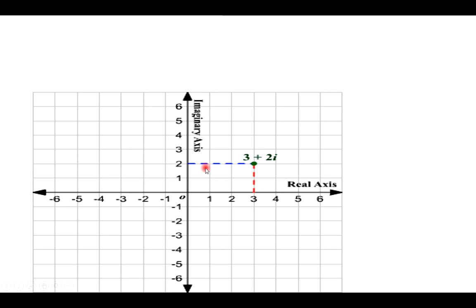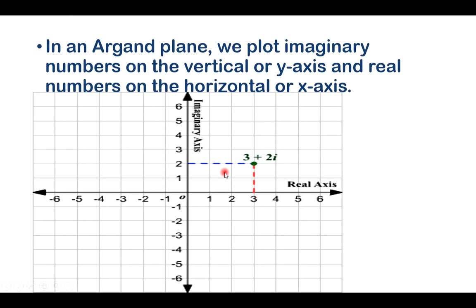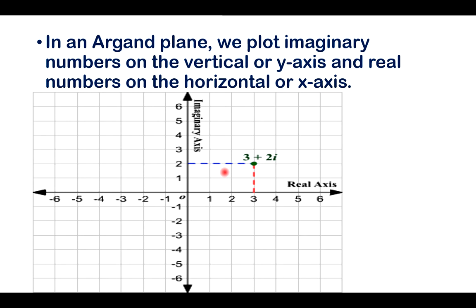In the Argand plane, the vertical axis or y-axis represents the imaginary numbers, and the x-axis or the horizontal axis represents the real numbers. Let's say we have a complex number z equals 3 plus 2 iota. So where will we plot this? 3 will be plotted like that, and 2 will be plotted like this. I hope you get the idea.